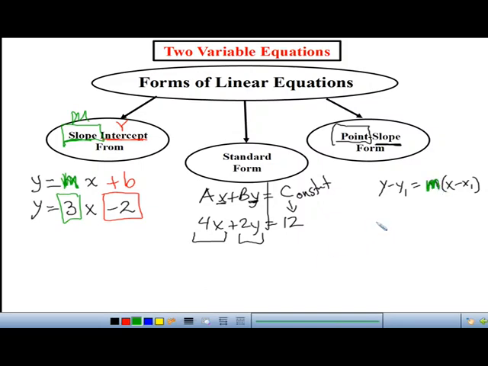All right, but I don't see the point, Mr. Q. The point, they usually give you the point, or I give you the point. So if I gave you the point 2, 3, since it's only 1 point, I label the first one x sub 1, and the 3 is y sub 1. Now that we have those values, do you know where x sub 1 goes? The number 2. Yeah, right here, and the y sub 1 goes right there, and then we solve and leave y by itself, and it's going to end up looking something like this.